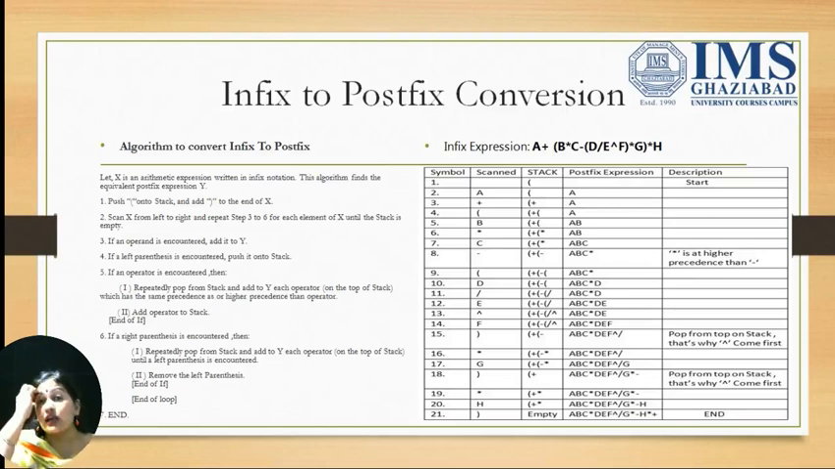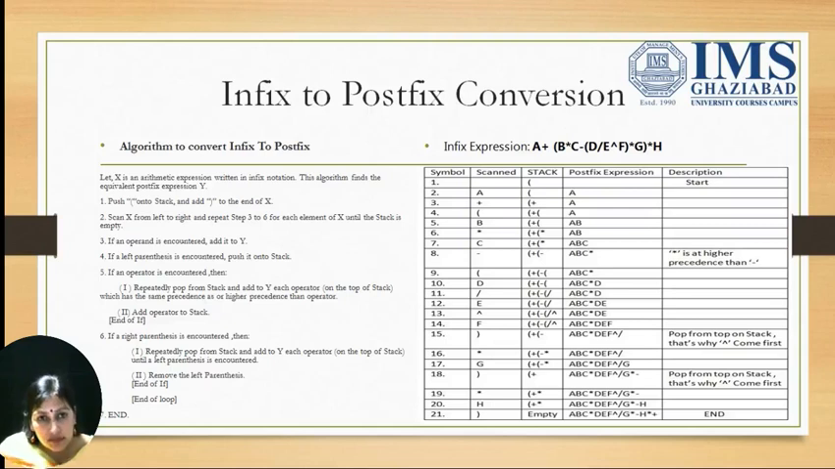So for infix to postfix conversion, we have x as an arithmetic expression in infix notation, and we have to find out its corresponding postfix expression y. The first step we do is push a left parenthesis onto the stack and a right parenthesis to the end of x.